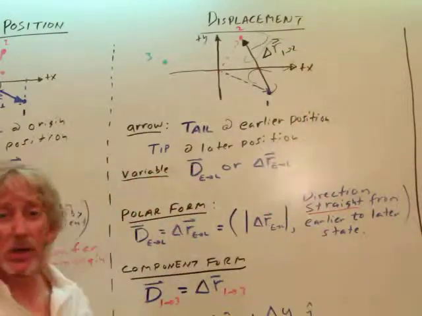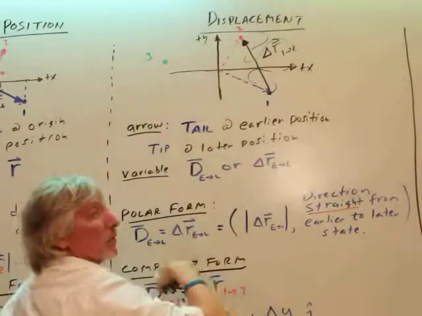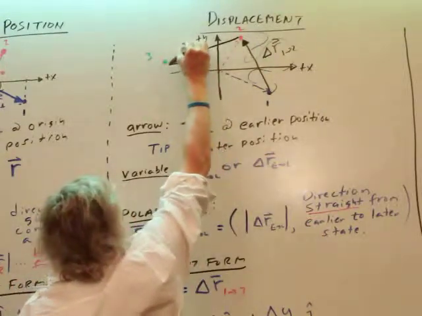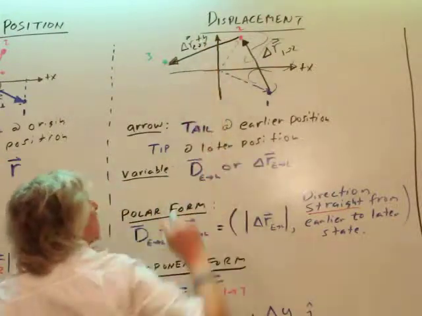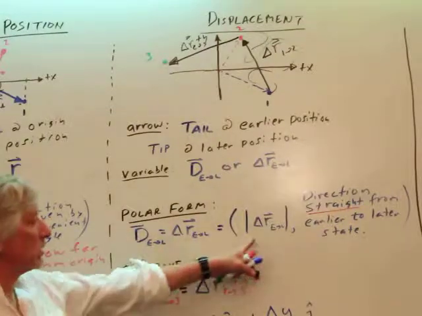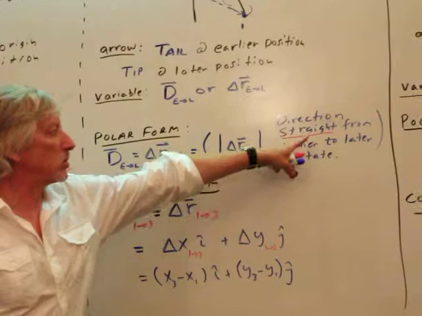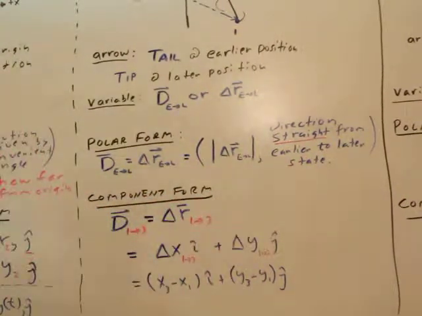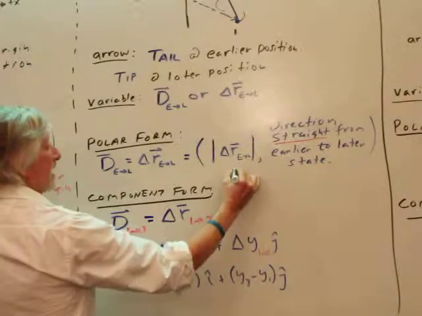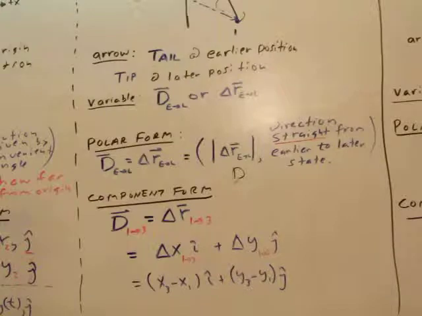Now if I want from 1 to 3, then I go straight from 1 to 3, independent of the path. If I want from 2 to 3, well, of course, that would be my delta R, or my displacement from 2 to 3. And that's how you draw that. Okay? It's got a certain amount, and it's got a certain direction, straight from the earlier to the later. You can draw it as this, you can just draw it as D without the arrow, or whatever notation you want to use.